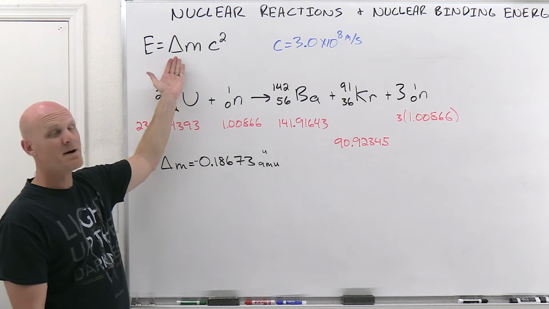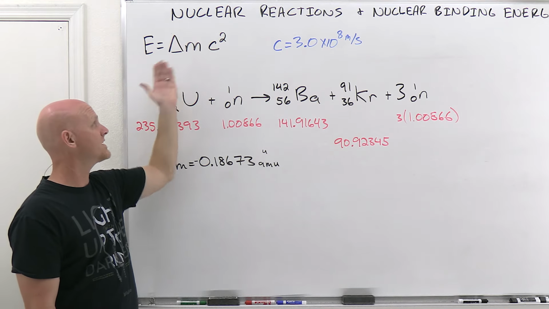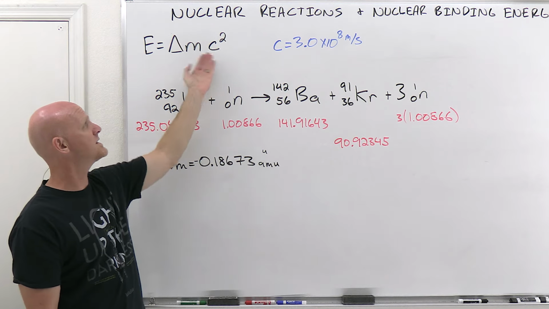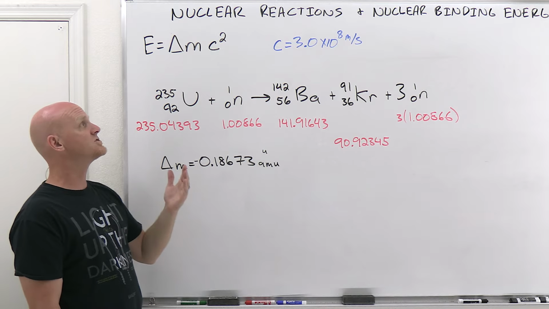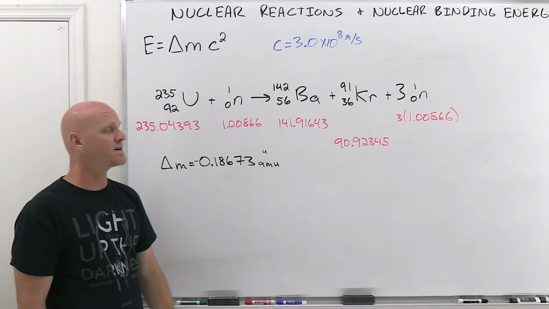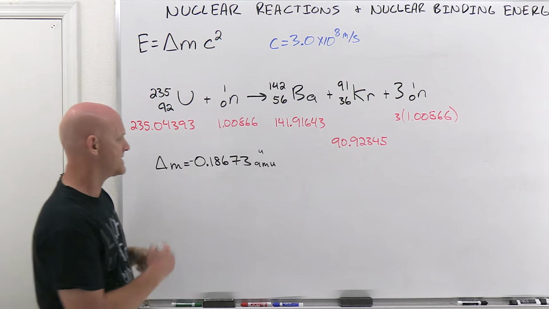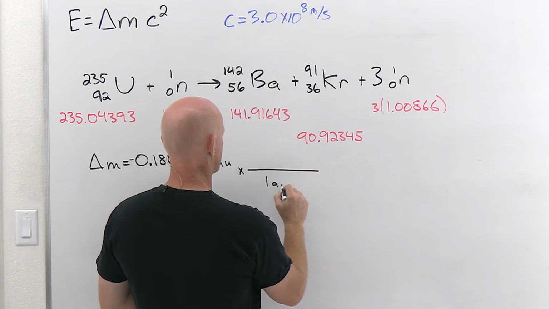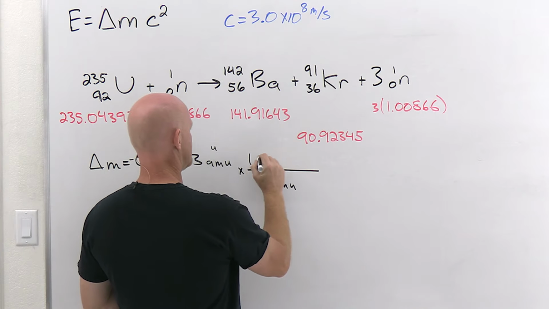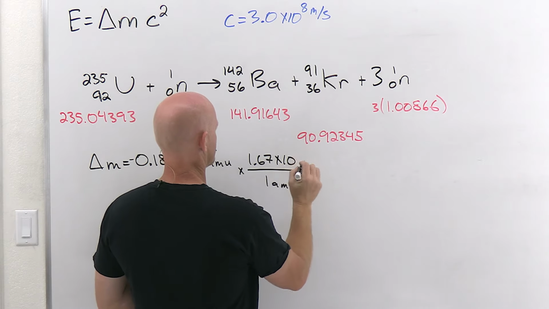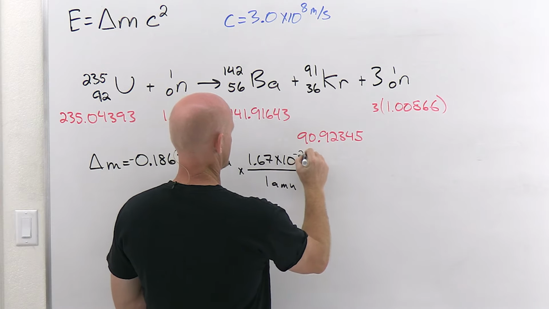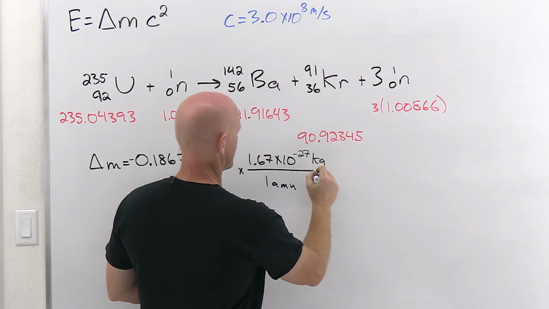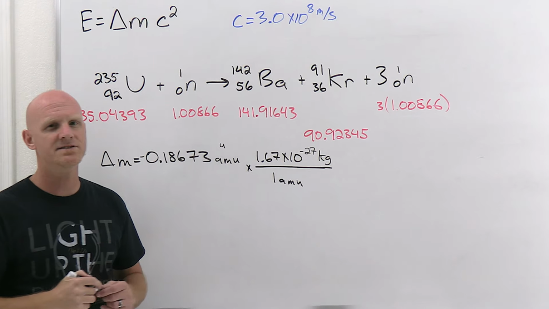And again, for this to come out in joules, your delta M has to be in kilograms and your speed of light has to be in meters per second, because a joule is a kilogram meter squared per second squared. So we've got to convert this to kilograms. And that conversion is that 1 AMU is 1.67 times 10 to the negative 27 kilograms. And this is usually something that is provided.